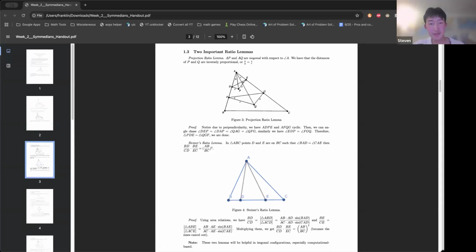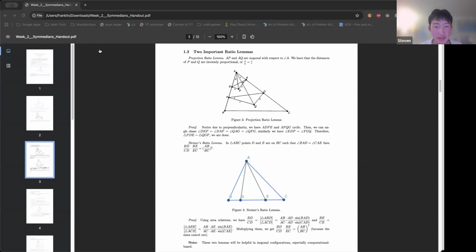Okay, so let's briefly cover two pretty important ratio lemmas that mainly appeared in AIME and AMC calculation style problems. Those are still pretty useful in Olympiad problems.